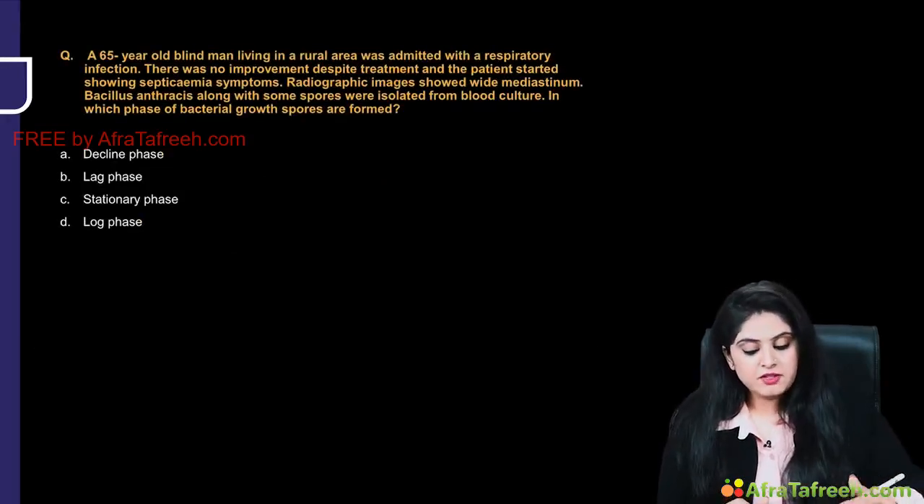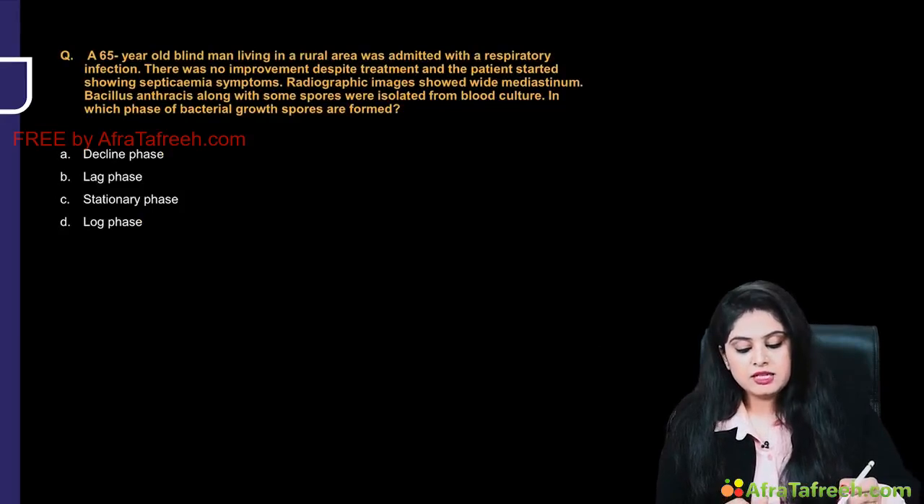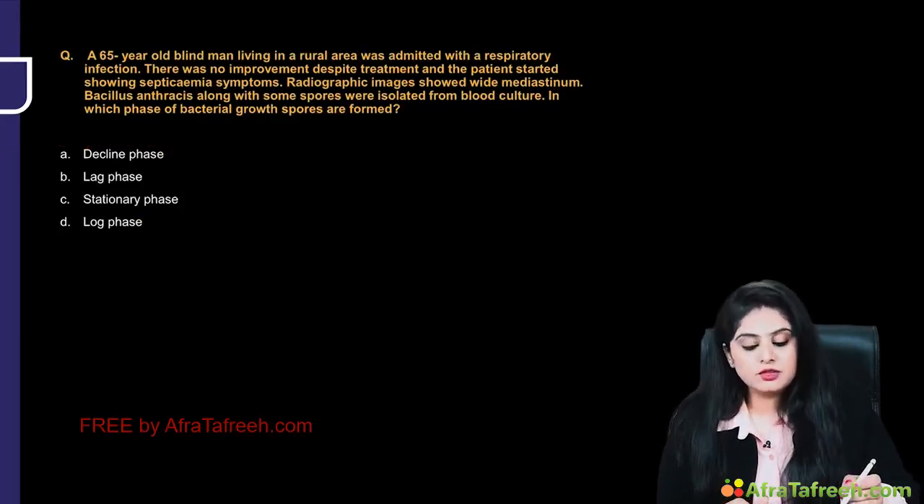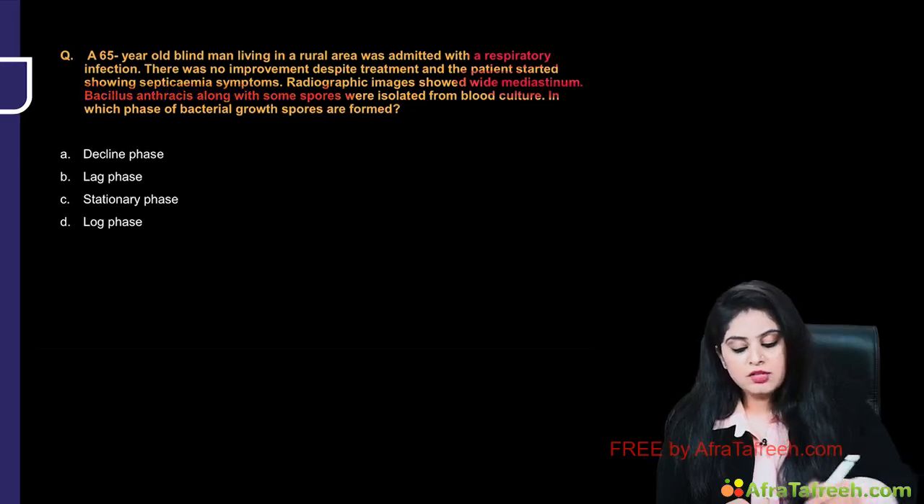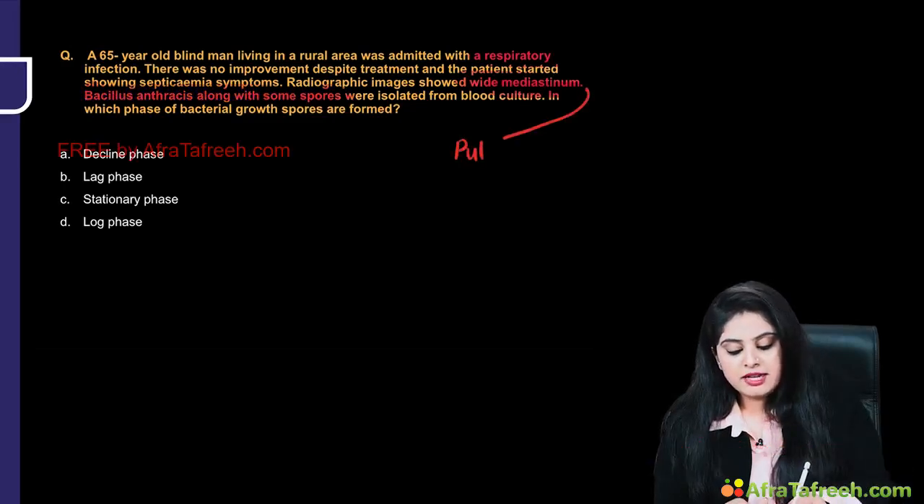You have a 65-year-old blind man living in a rural area admitted with a respiratory infection, and there is no improvement despite treatment, and the patient started showing septicemia symptoms. Radiographic images showed wide mediastinum. So respiratory infection, mediastinal involvement, Bacillus anthracis along with some spores. So basically pulmonary anthrax is something that they had put up.